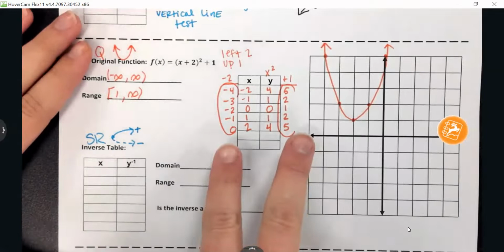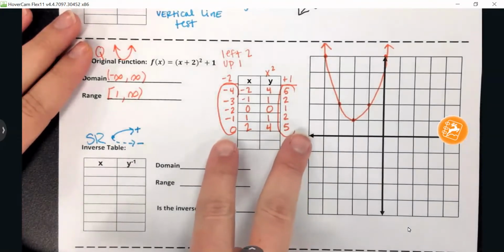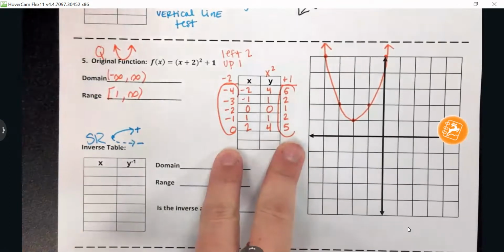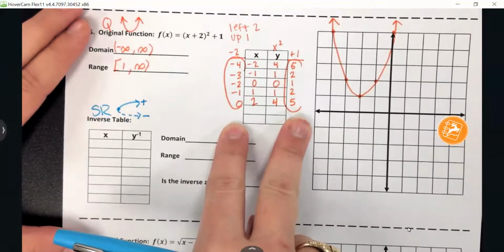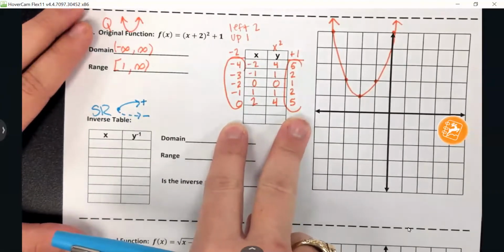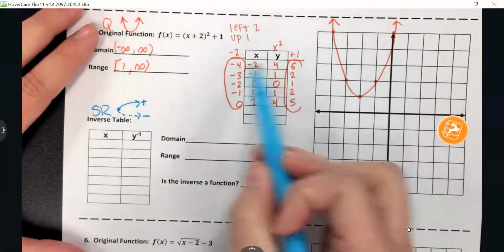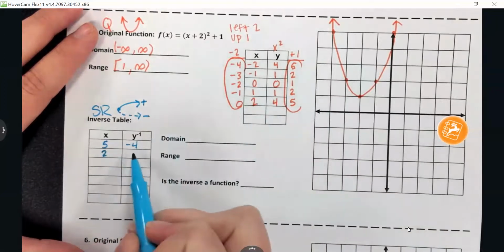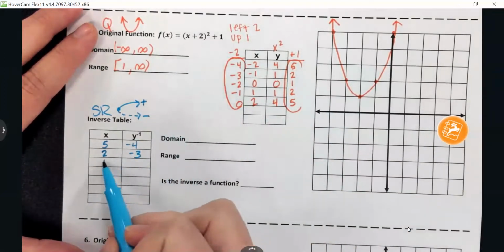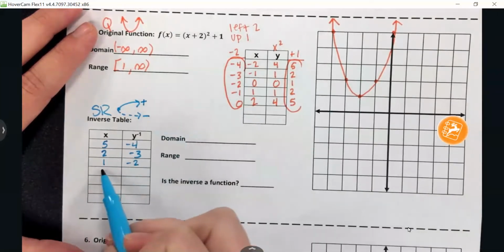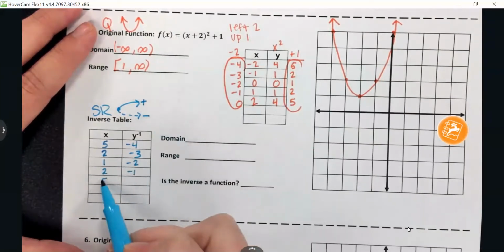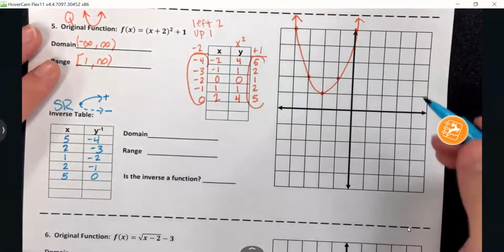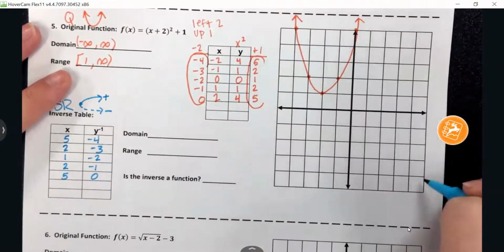When I get my original points or my starting points, how do I find my inverse points? What am I going to do to these? Anybody? Flip them. I'm going to flip them. So instead of -4, 5, I have 5, -4. When you do your inverse, you should be using your colored pencil.